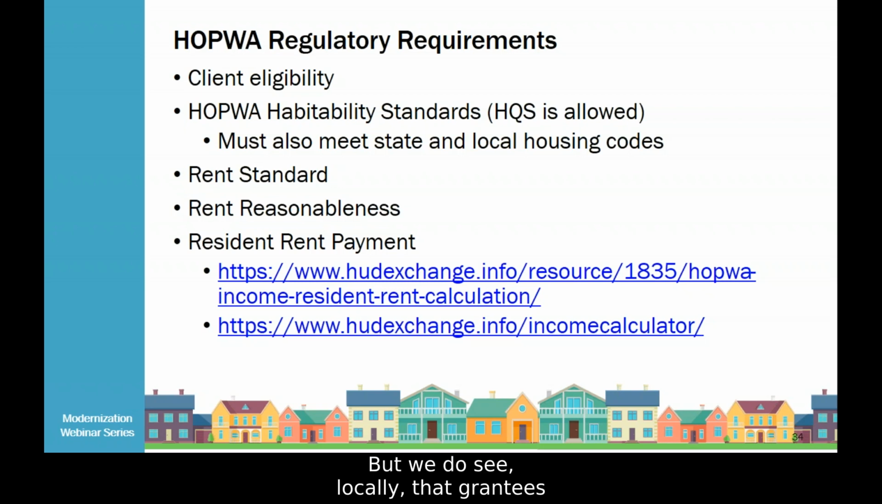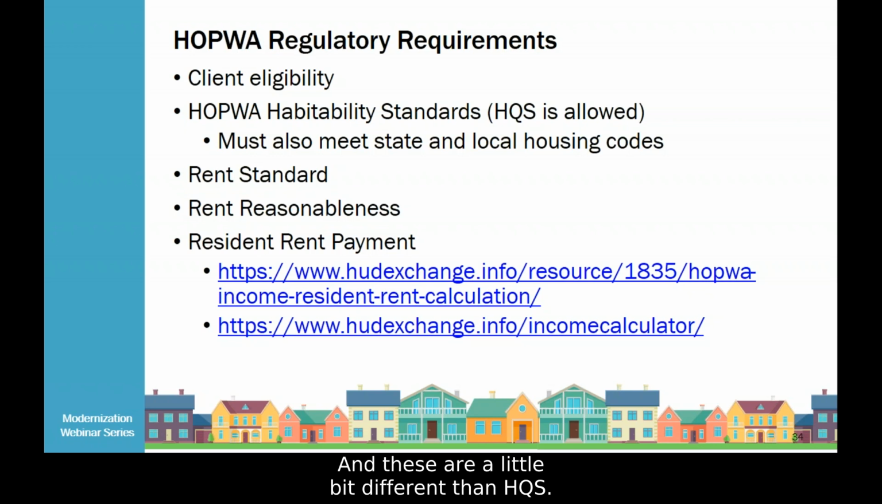But we do see locally that grantees may add additional local criteria, such as income targeting, to reach households at a lower income bracket. So that is something that you are able to do. In addition to eligibility, there are also standards to ensure that housing units are safe and standards related to controlling the cost of rent. So the second bullet, the HOPWA habitability standards must be followed.